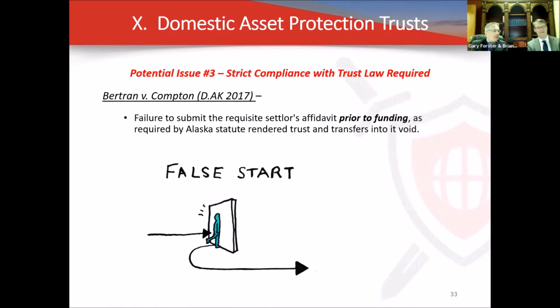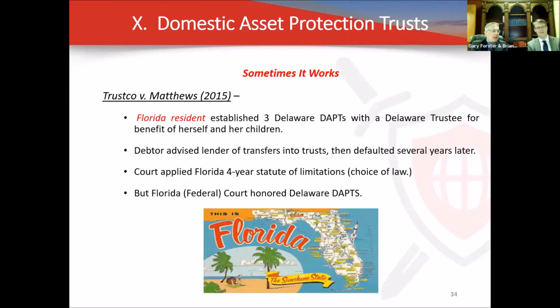And some of the technical portions of those self-settled trust statutes have to be complied with. That's this Bertrand case. Trusco was very interesting because that was a case where the defendant had notified the bank that everything went into a protective structure. And then you have 4 years. The bank has 4 years to reach it, after 4 years, there's no claim. There's no claim on transfer.